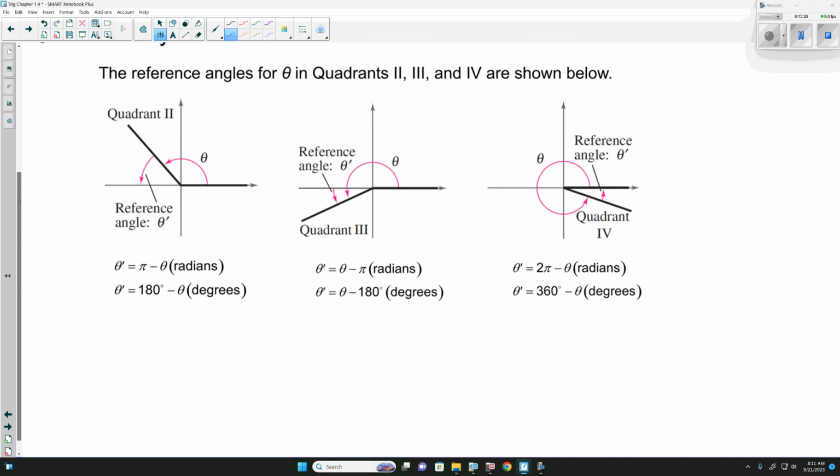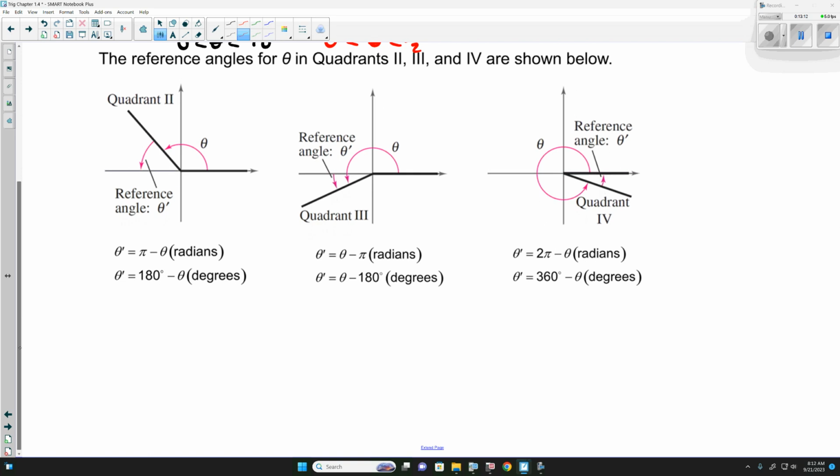Now, a reference angle is always going to be between 0 and 90 degrees. So theta prime is less than 90, or we're going to say it's between 0 and pi over 2. Now, they only listed 3 quadrants: 2, 3, 4. They didn't list 1, because the first quadrant is between 0 and 90, 0 and pi over 2. So whatever angle they give us in that first quadrant is the reference angle itself. There's no need to change it.